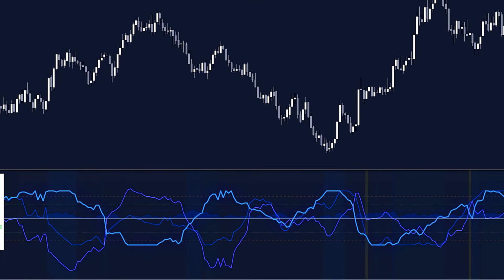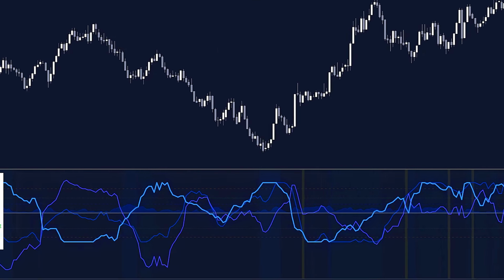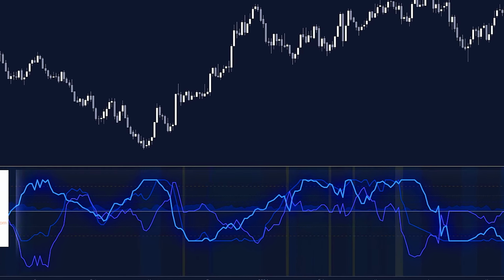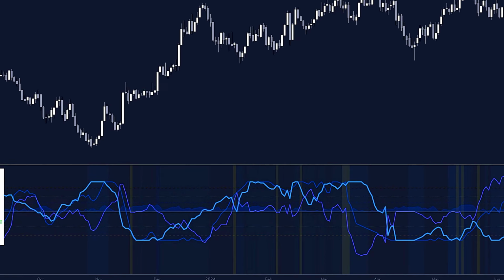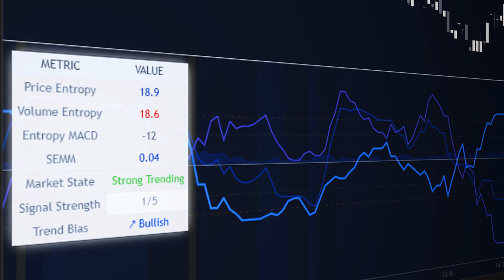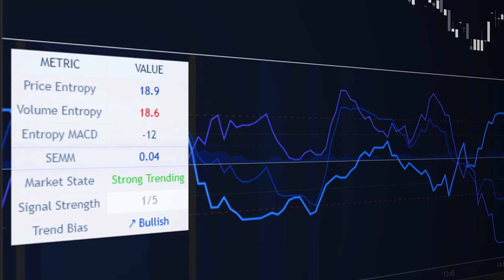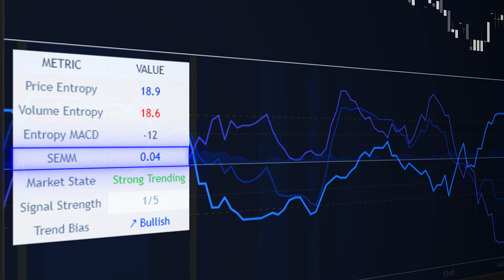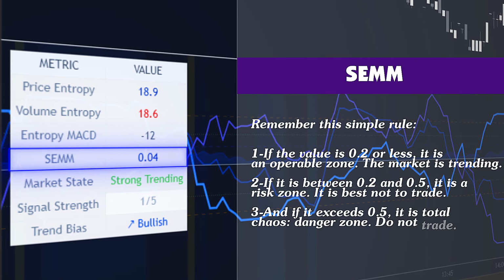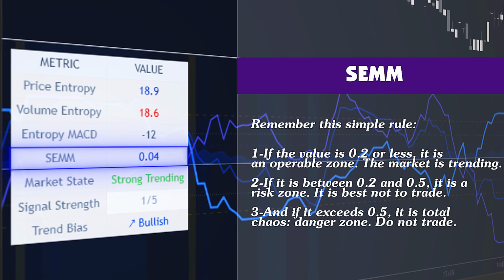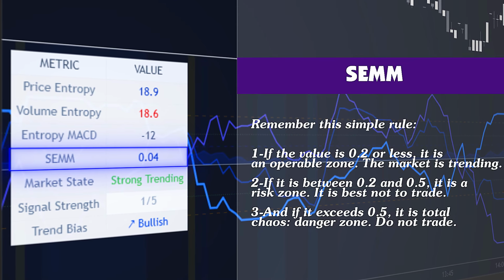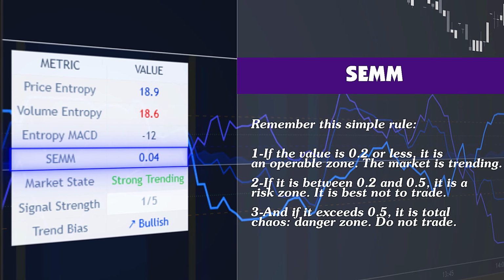Its potential lies not in looking at each line separately, but in observing how they dance together. Their interaction tells us the whole story of what is really happening in the market. The indicator panel gives us a quick overview of all values. The most important of all is the SEMM parameter, which measures how chaotic or orderly the market is. The optimal values for trading are 0.2 or less. If the SEMM exceeds 0.2, it is recommended to avoid trading because the market enters a zone of randomness where signals lose reliability.